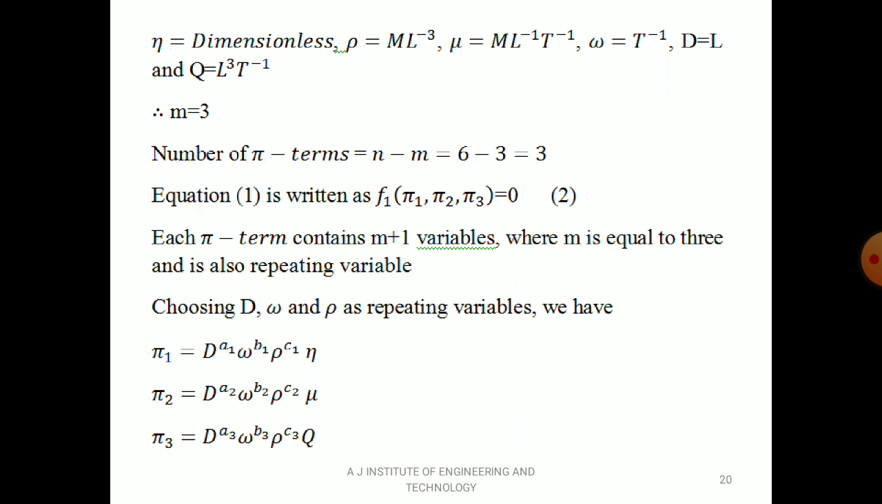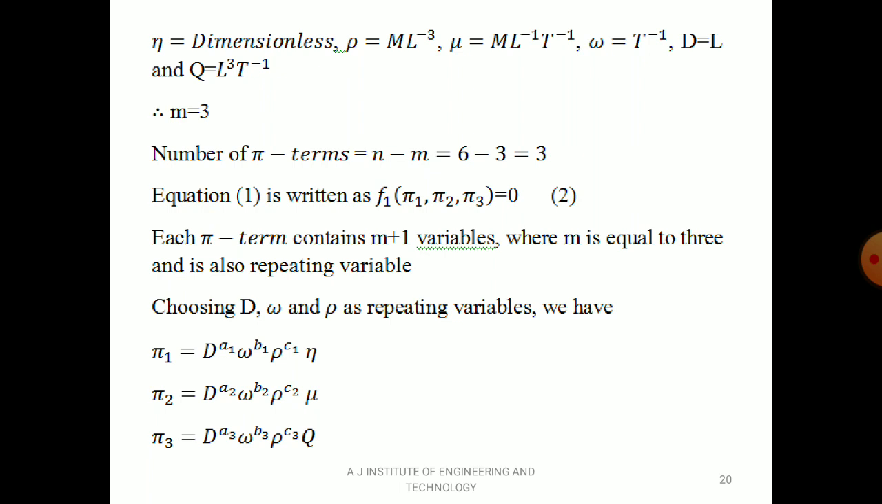Next, each pi term contains m plus 1 variables. M is the number of fundamental dimensions, equal to 3 from the problem. So m plus 1, 3 plus 1, gives 4 variables in total. Out of the 4, the number of repeating variables should be equal to the number of fundamental dimensions, that is m equal to 3. Now we have to select the repeating variables.